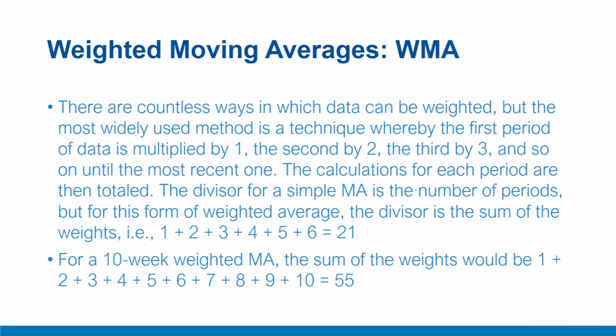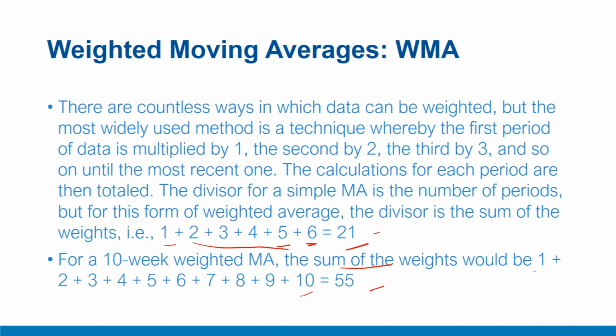Let's take an example. If you have 6 observations, the most recent observation will be multiplied by 6, because there are 6 periods or 6 observations, then the previous observation by 5, and the last observation by 1. The total of all these is 21, so the divisor will be 21. Similarly, for a 10-week WMA, the sum of the weights from 1 to 10 is 55.